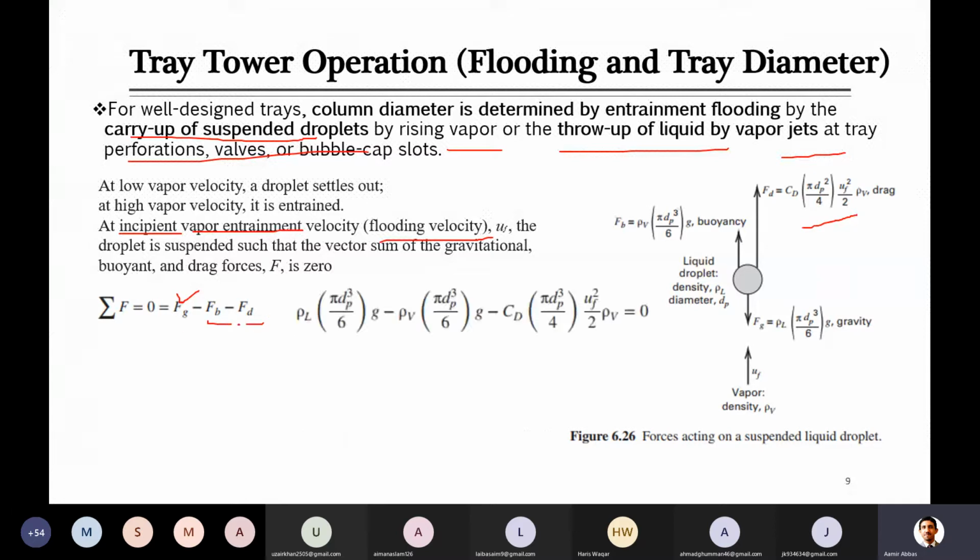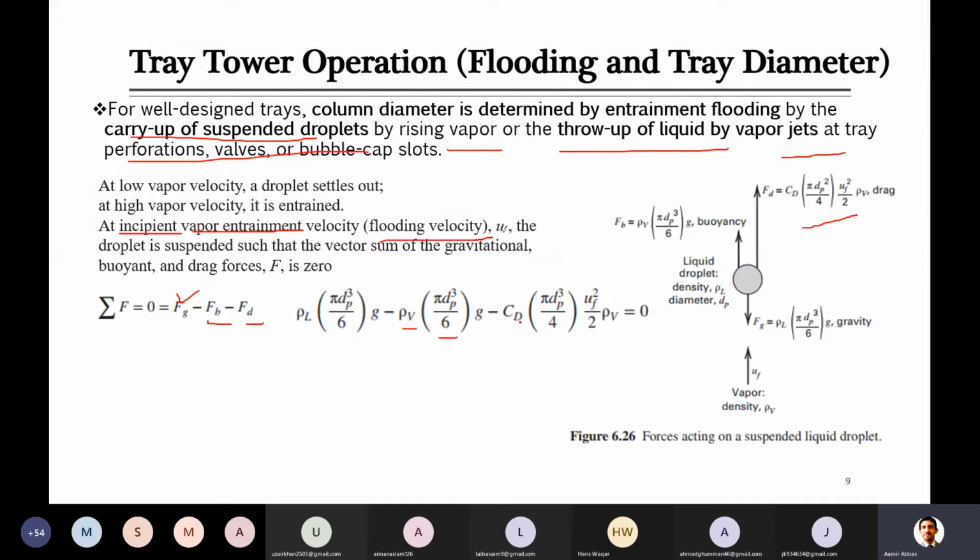So we can replace these values. For example, for gravity you have the formula mg, and m is replaced with density times volume. So it is the density of the liquid droplet and the volume of the droplet, times gravity. Similarly you can see the drag force as well as the buoyancy force. Buoyancy is related to density times gravity times the volume of the particle or droplet on which this force is acting. So this is pi by 6 dp cube, where dp is the diameter of this particle.